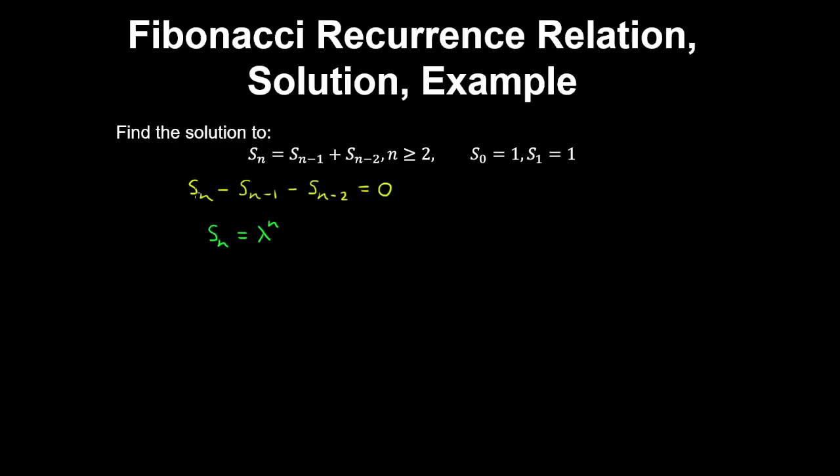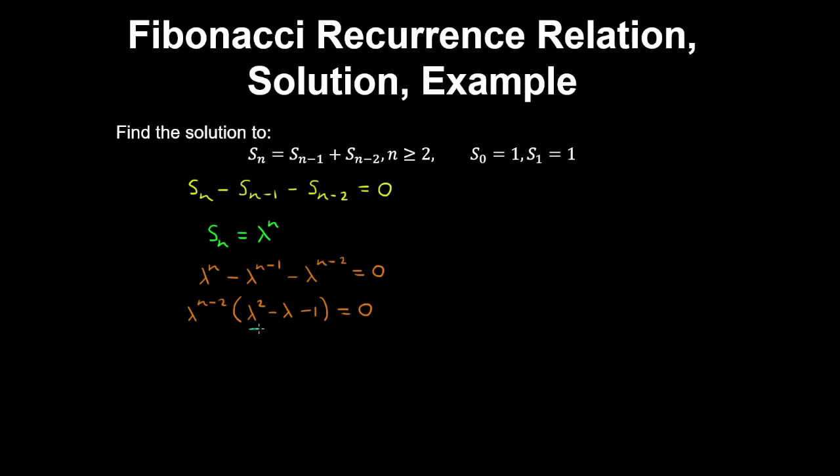And if we substitute this in our recurrence relation, we get lambda to the n minus lambda to the n minus 1 minus lambda to the n minus 2, and that's equal to 0. So from that, we can factor out lambda to the n minus 2. Then the first term in the brackets is lambda squared, and then we have minus lambda minus 1 is equal to 0.